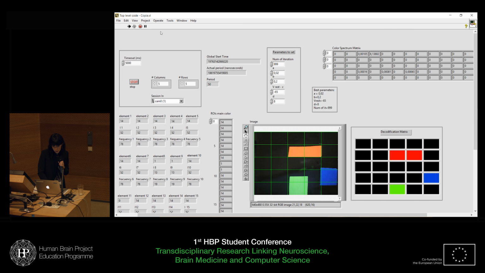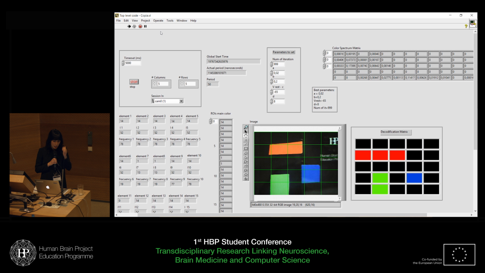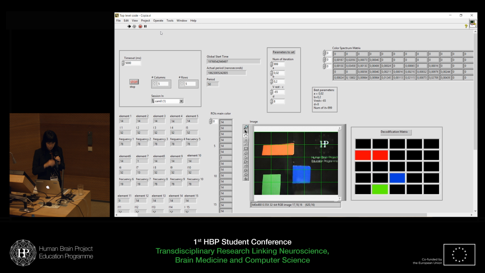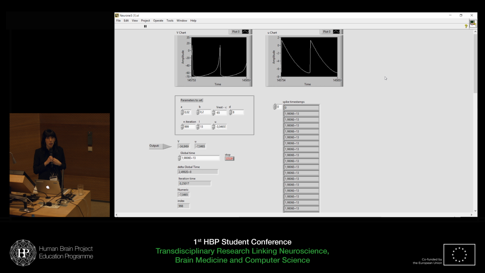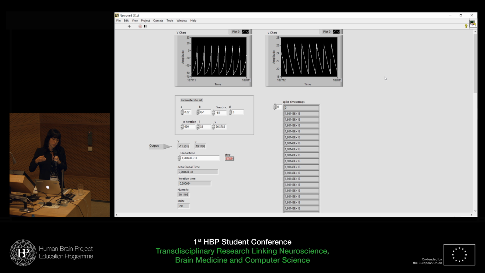This is a Labview demo showing that the real-time image acquired is decoded by the neurons, and each different region of interest decodes a different color based on the neural spiking rates. This is an example and a focus on the behavior of a single neuron representing a single region of interest, spiking at low frequency, but when the color changes, spiking at higher frequency, so having a different behavior.